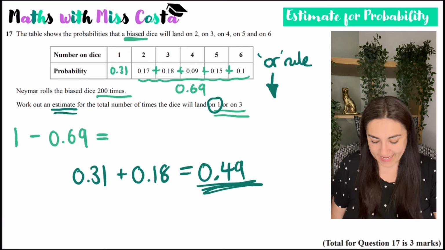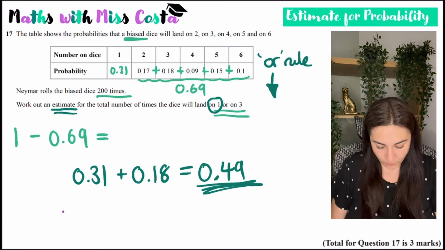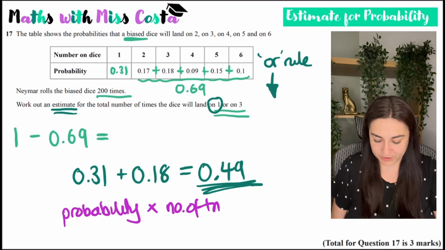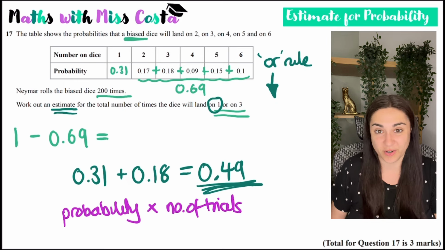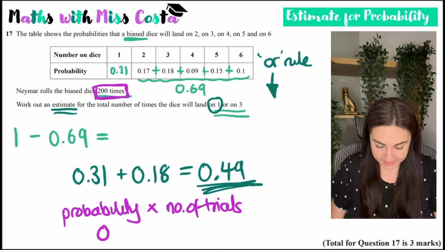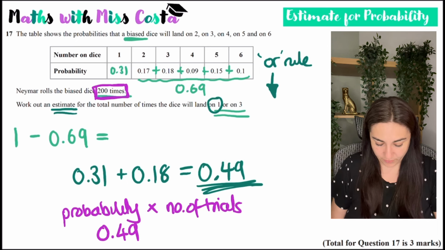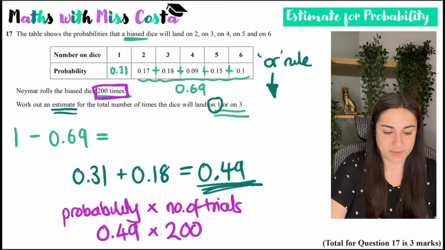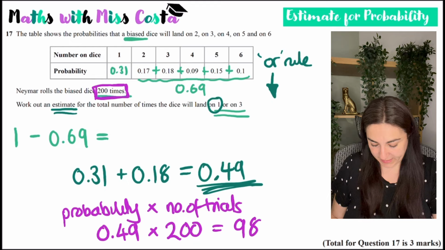And to work out an estimate of a probability, what we do is we do the probability of that happening times by the number of trials, which essentially means the number of times you try something out. So in this case, we know that they roll the dice 200 times. So the probability of getting a 1 or a 3 is 0.49, and I'm going to multiply that by 200. So if I type that into my calculator, that gives me 98.